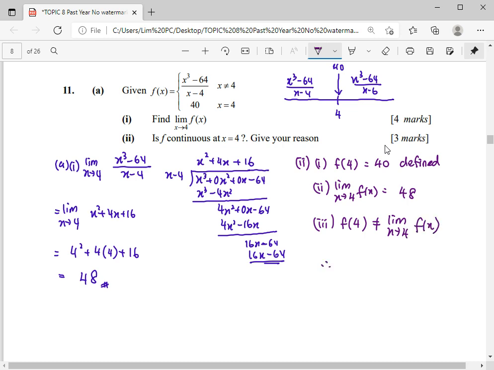So we can come to a conclusion that this function is not continuous at x equals 4. Give your reason: because it didn't fulfill condition number 3, because f(4) is not the same as the limit as x approaches 4 for the function. So this is our part A.